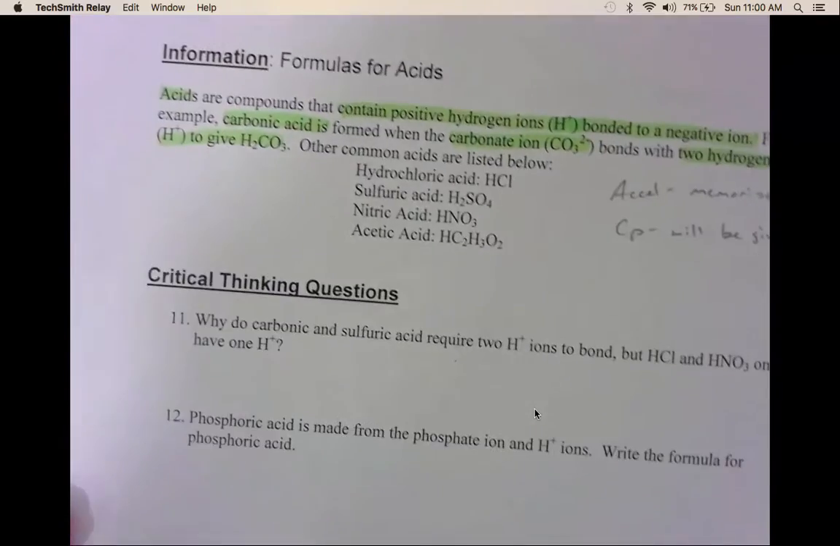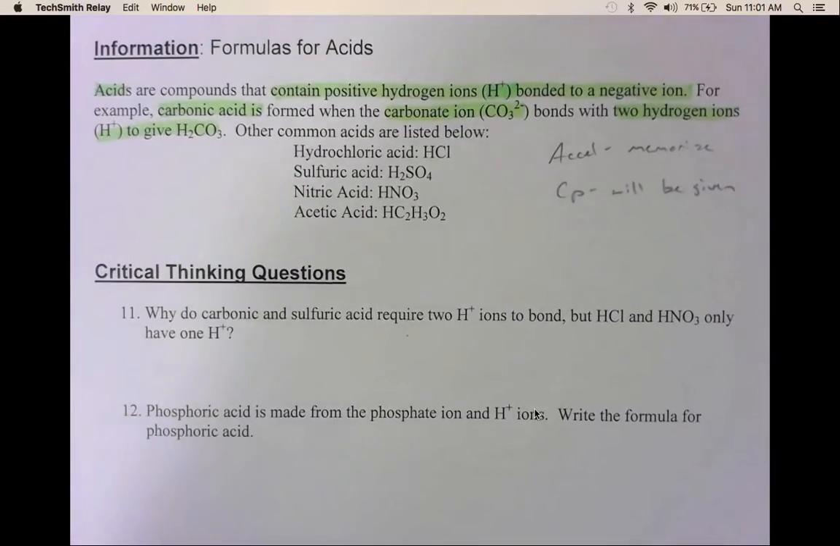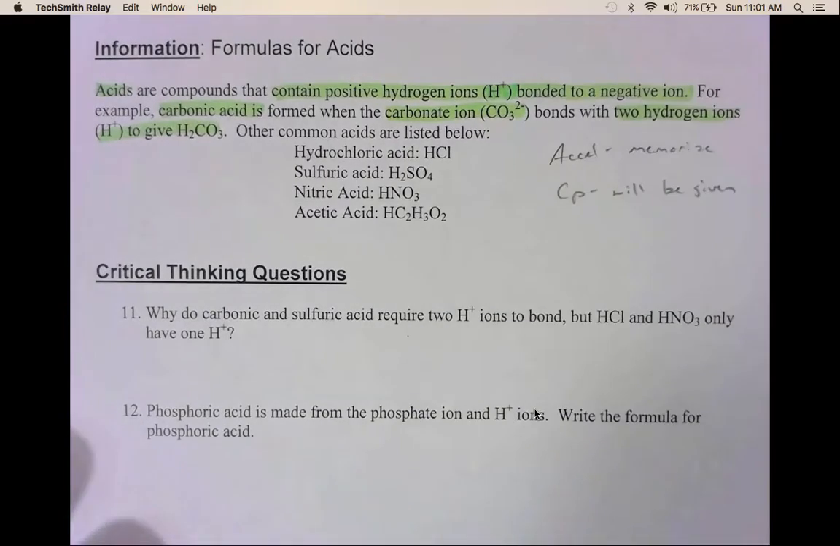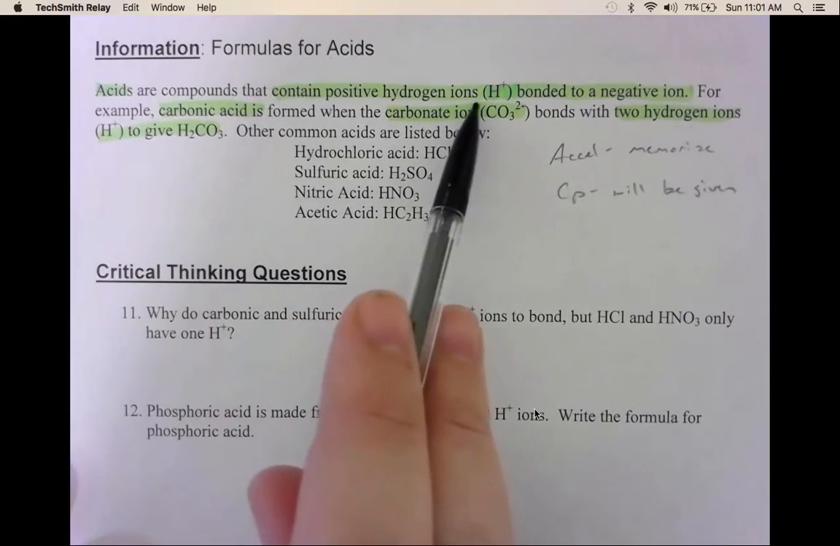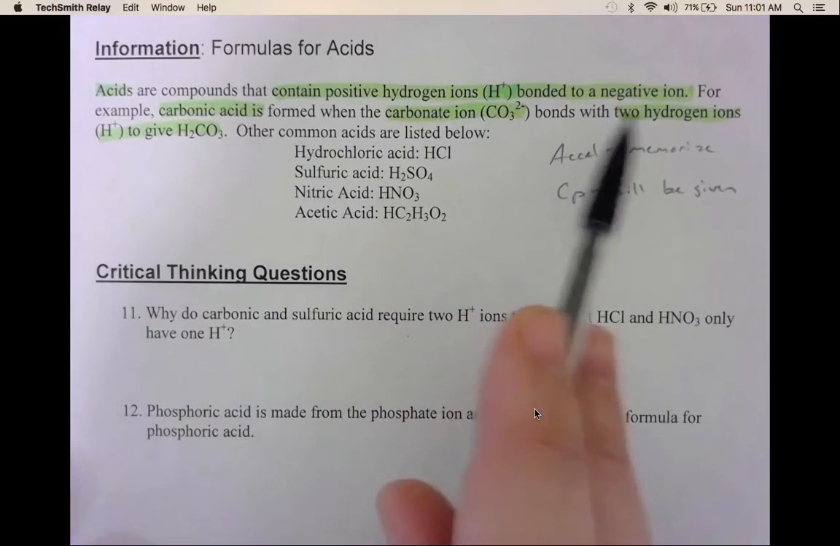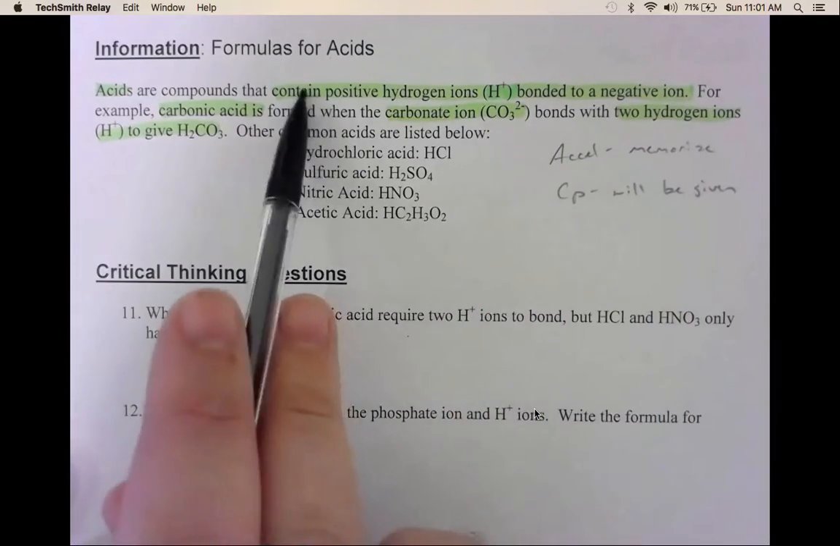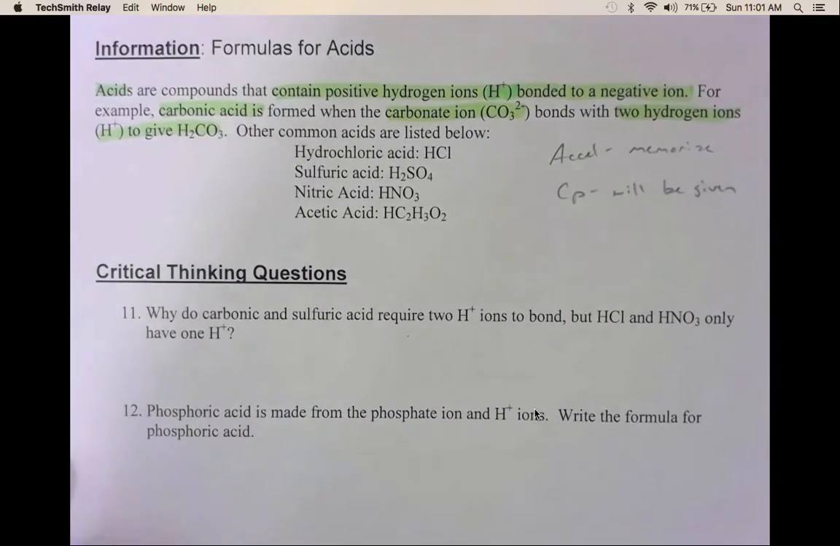Oh, I lied. I'm sorry. There's some information on acids that I forgot about. So we do have some information on acids. Acids are compounds that contain a positive hydrogen, H+, bonded to any negative ion. So this is your definition for an acid. You can put that onto your definition sheet.